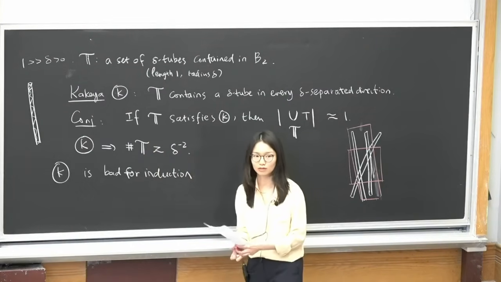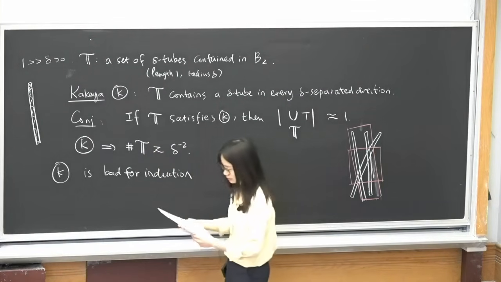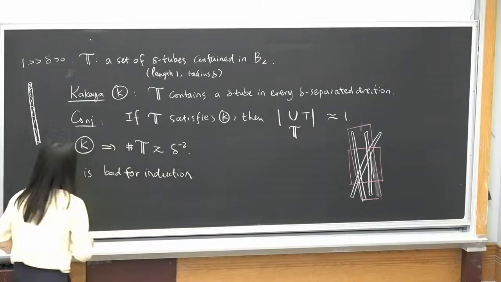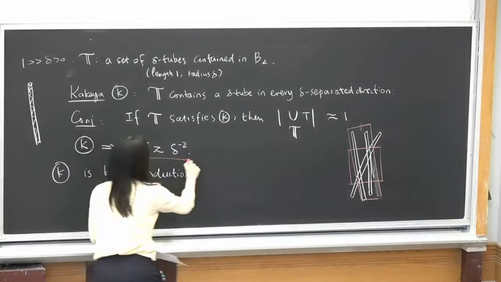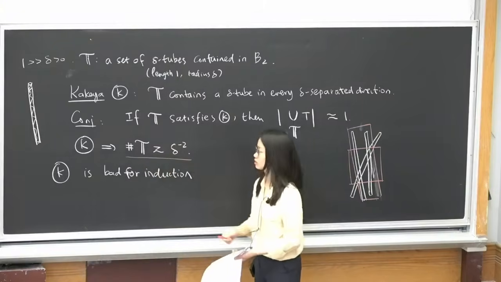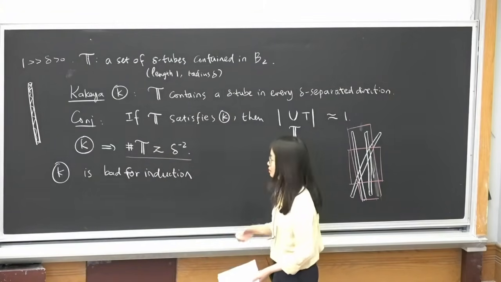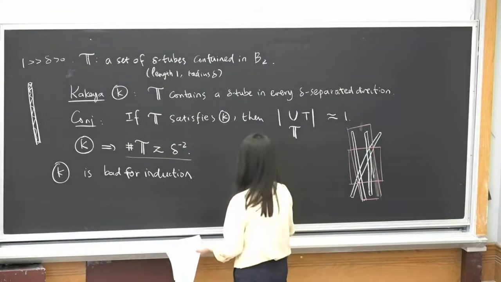Are there any questions so far? And so what happens if we just use this assumption instead? Say that the number of tubes is greater than delta to the minus 2. Then this is false for the following reason.